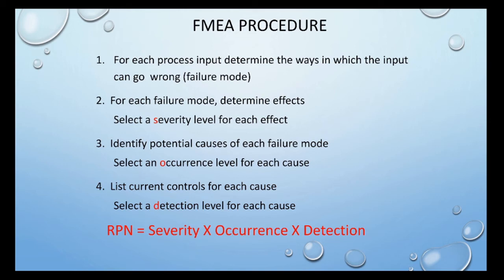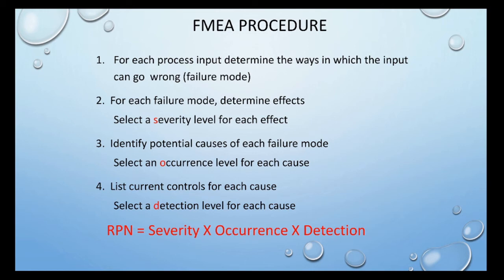For each and every cause, what may be the occurrence level? So two things you have to concentrate more on. You have to concentrate on determining how far the severity level goes, and again how far it may occur. So severity level and occurrence level play a vital role in determining your FMEA procedure.